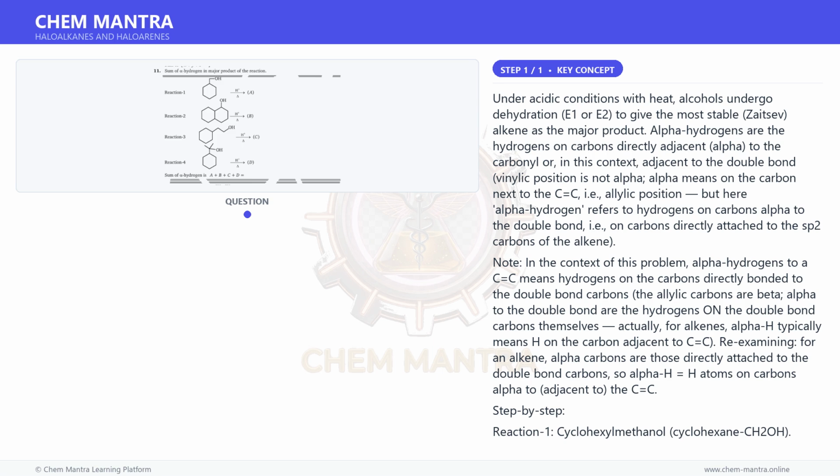Reaction 3 product C, if cyclohexane CH2CH2OH gives, after rearrangement, 1-ethylcyclohexene, allylic H is equal to C3 2 H plus C6 2 H plus CH2 of ethyl 2 H is equal to 6. Or if it gives cyclohexylethylene, no rearrangement, but a primary carbocation is unlikely without rearrangement for the major product. Reaction 2 product B, bicyclic system dehydration. If A is equal to 7, D is equal to 7, and the answer is equal to 32, then B plus C is equal to 18.